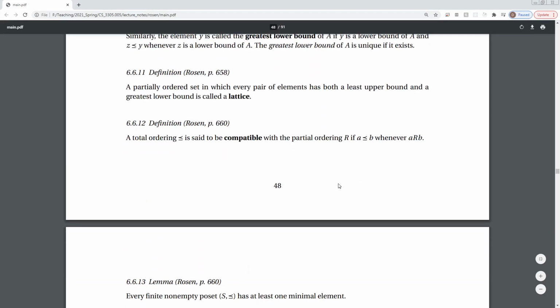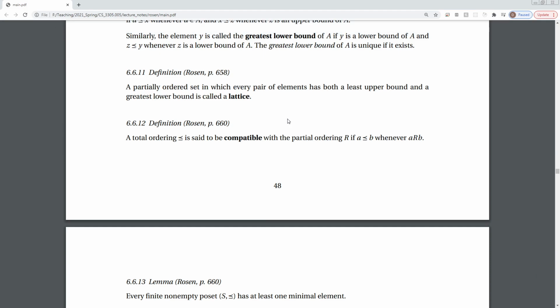Okay, so we mentioned the lattice last time. A partially ordered set in which every pair of elements has both a least upper bound and a greatest lower bound is called a lattice. So you can compare them with respect to the upper bound and the lower bound. There was a unique top of the lattice and a unique floor of the lattice. So there were upper bounds and lower bounds, least upper bounds and greatest lower bounds in that example.